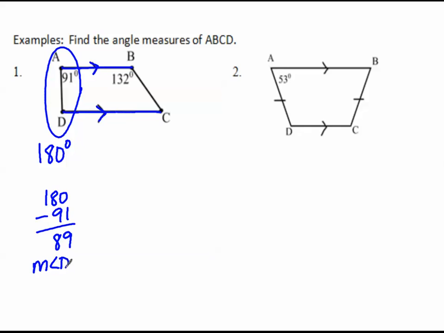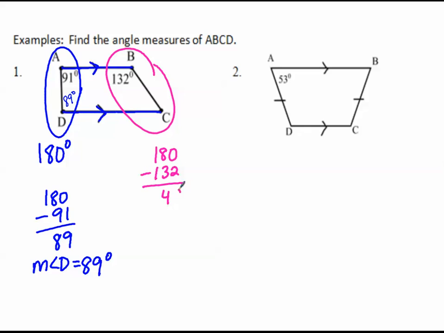The measure of angle D equals 89 degrees. When you're giving an angle measure, don't forget the degrees. Can you find the other missing angle, angle C? Why don't you pause the video, see if you can do it on your own. These two, one from one parallel, one from the other parallel, have to add up to 180. So 180 minus 132, 48. There you go. So the measure of angle C is 48 degrees. Again, when you write the angle measure, remember the degree symbol.